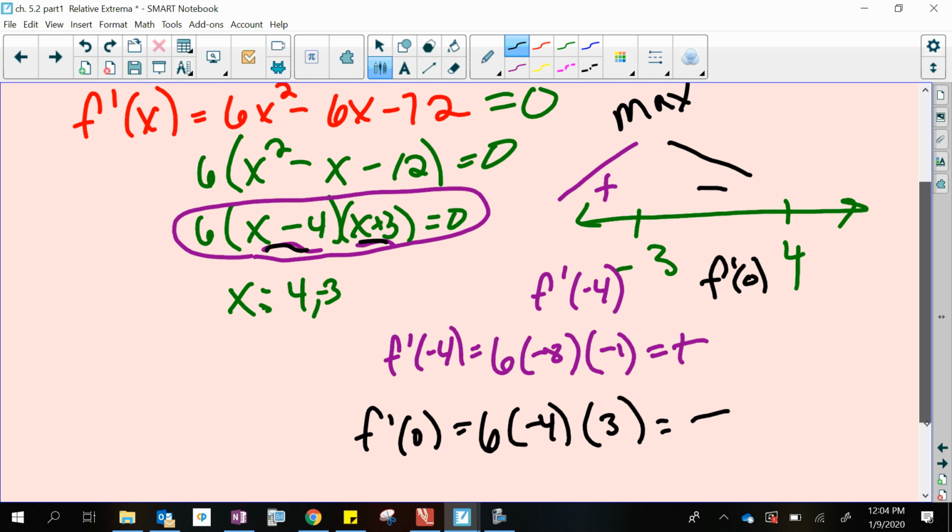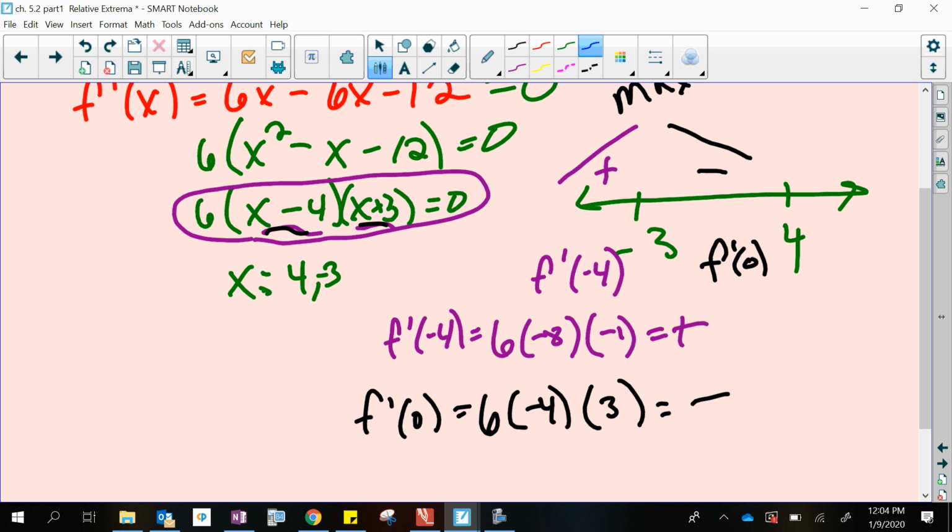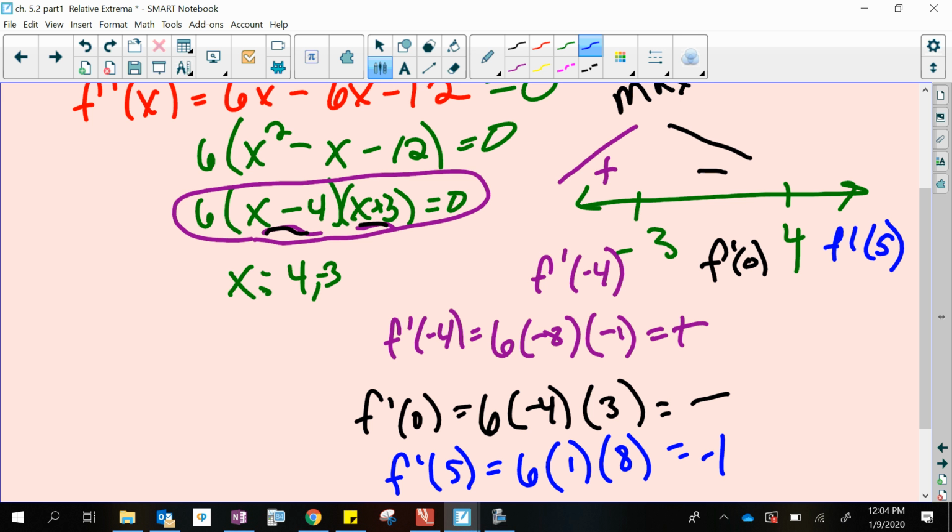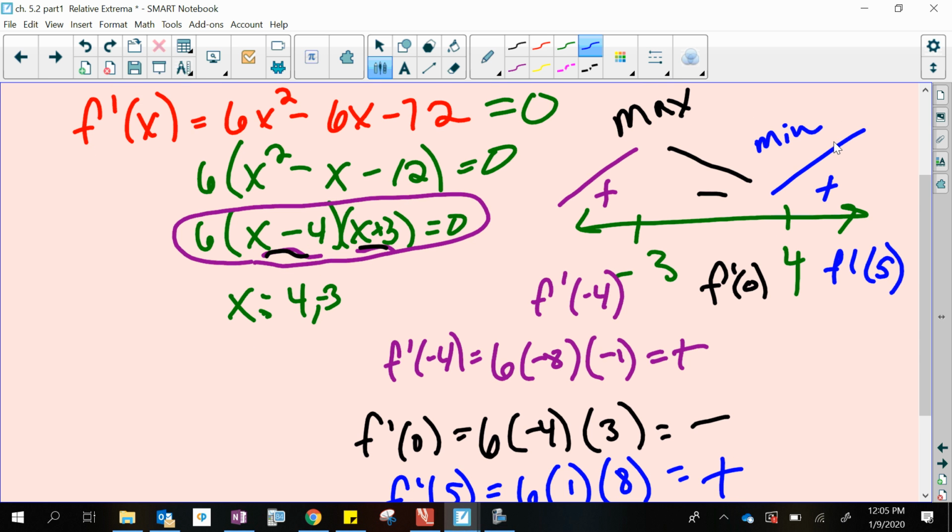And then we check out our last interval, and we can choose 5 maybe. So we plug in 5, and we get 6. 5 minus 4 is 1. 5 plus 3 is 8. So it's positive. So it's increasing. So what do we know about 4? The min. Okay. So we know we have a max at -3, a min at 4.